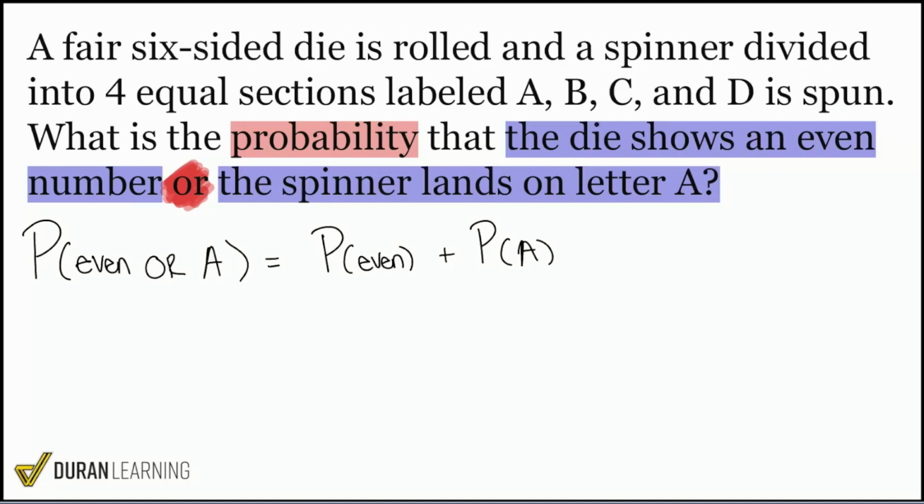And here's how we're going to understand whether there's an overlap. Everybody, when we take a look at rolling the die or spinning the spinner, is it possible to get an even number and A on just this one or just this one? Correct. No overlap at all. No overlap possible here. So in this case, what we are going to do is we are going to simply add those probabilities together and we are good.